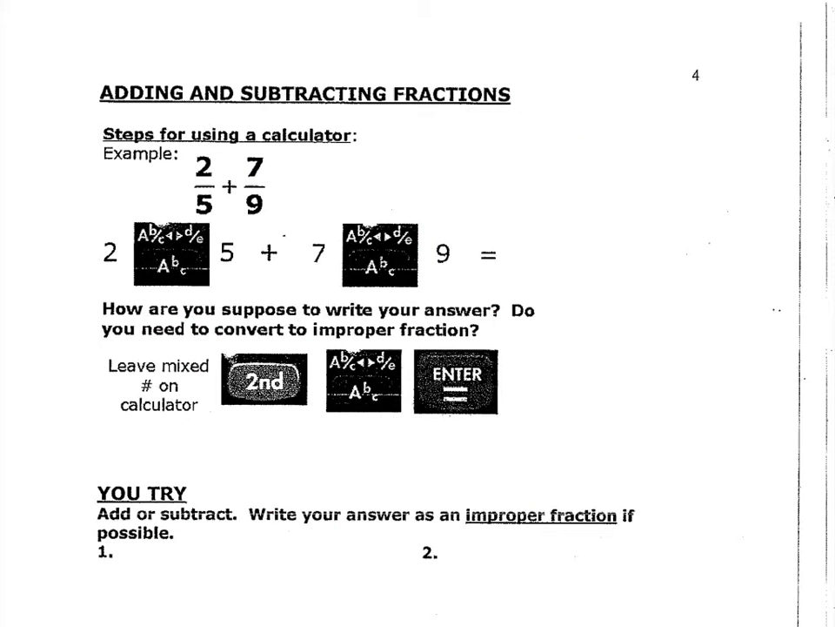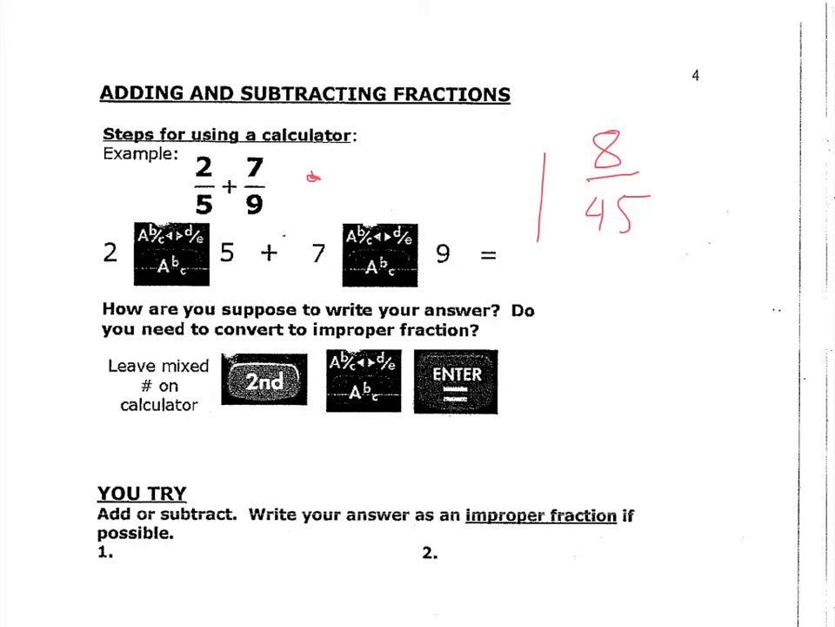Alright, lastly, adding and subtracting fractions. In the past you would have to find a common denominator, do all that. That's no fun at all. So instead, we're going to use our calculator. So up here we have the example, 2/5 plus 7/9. If you wanted to add those, we're going to use our ABC button some more. So you would type in 2 ABC 5 plus 7 ABC 9. And what should come out is 1 8/45.